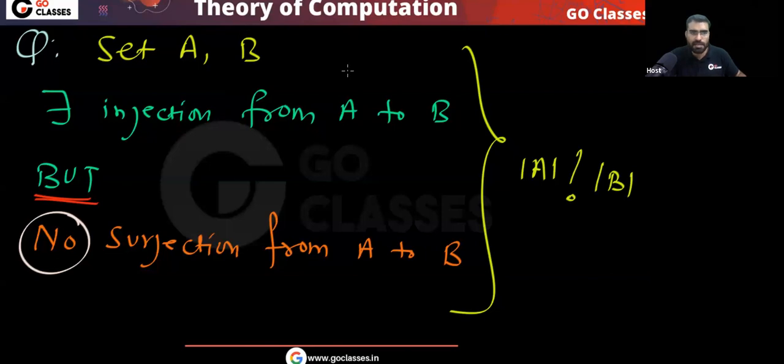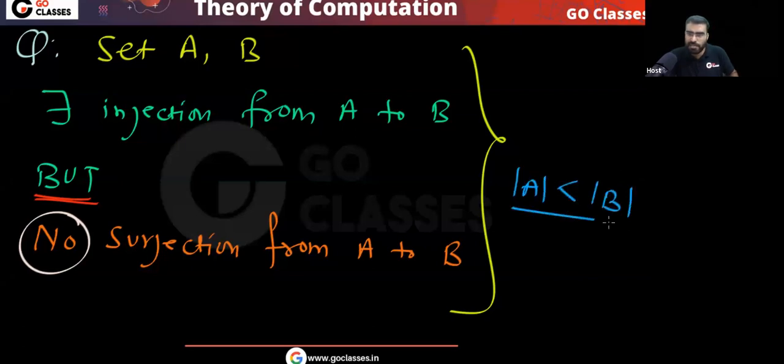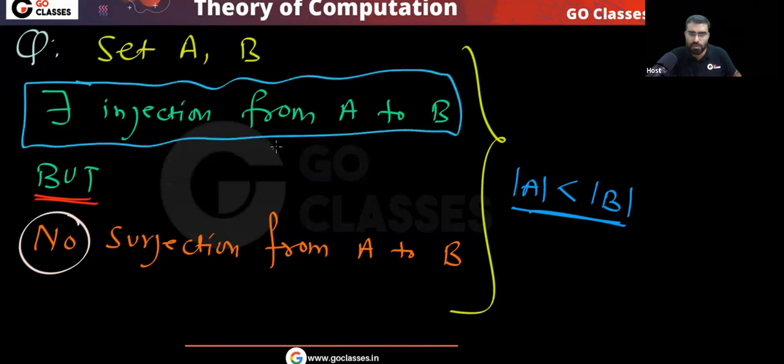Yes, very good. In this situation, I can say that the cardinality of set A is strictly less than the cardinality of set B. See, there exists an injection. What does this tell you? This tells you that the cardinality of set A is less than or equal to the cardinality of set B. But remember, there is no surjection from A to B. Then it simply means that they cannot have equal cardinality.